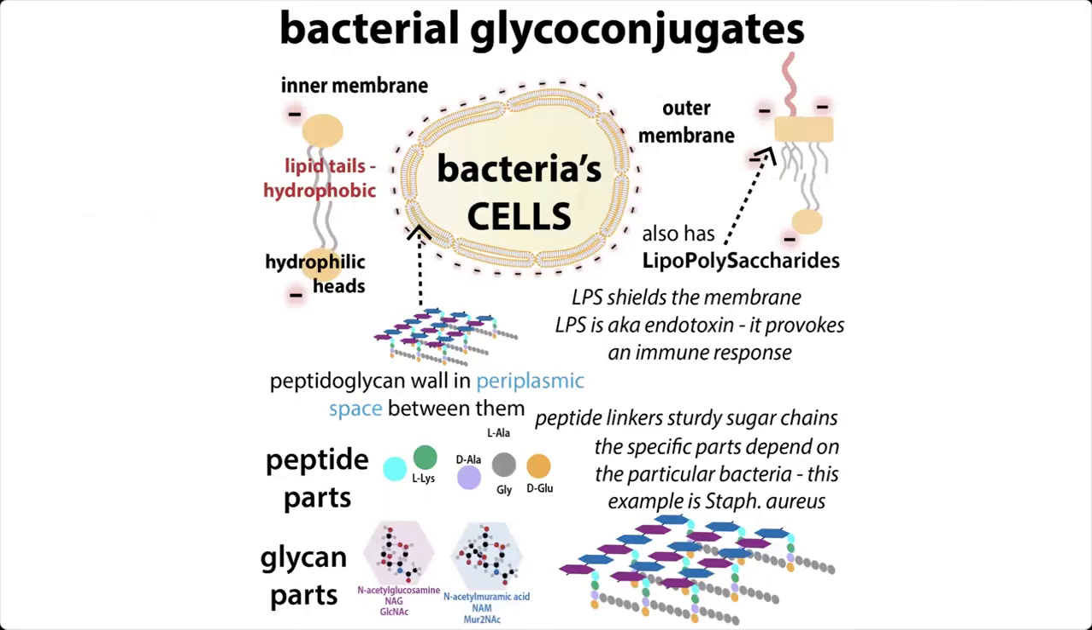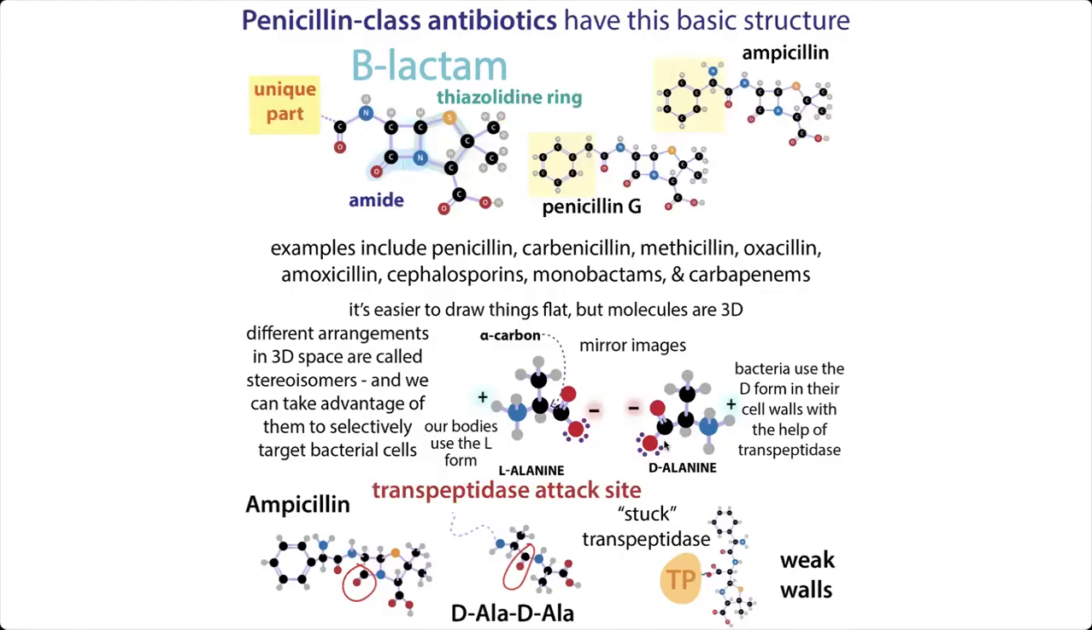However, bacteria and bacterial cell walls actually do use D-alanine. So they use L-alanine and D-alanine in their peptidoglycan walls. And in fact, the beta-lactam antibiotics, like penicillin and ampicillin, take advantage of that. They have the molecule that mimics the D-ala that's found in those peptidoglycan walls. And they get the enzyme that puts together those walls to attack the antibiotic. And then they get stuck on the antibiotic, and that causes the bacteria to have weak walls.